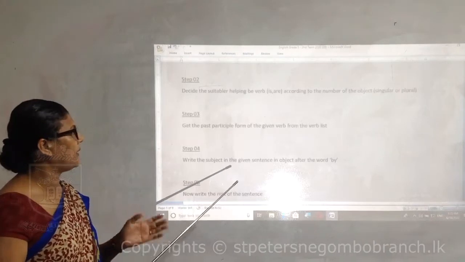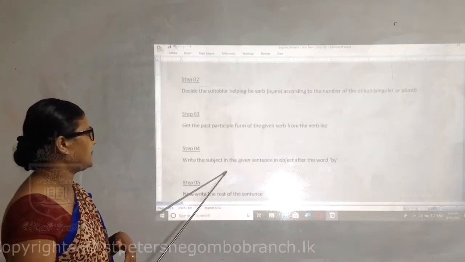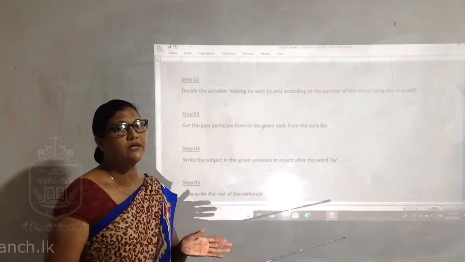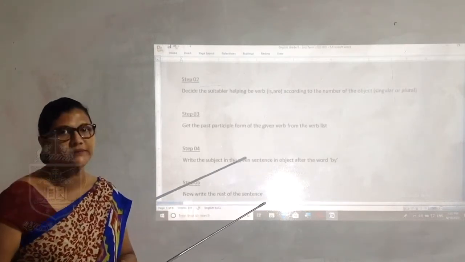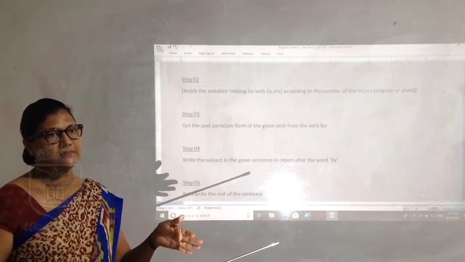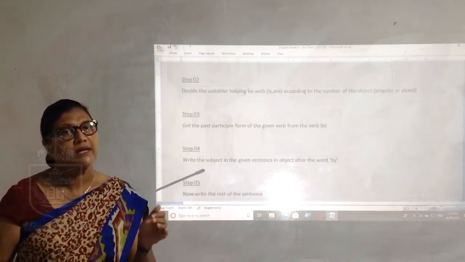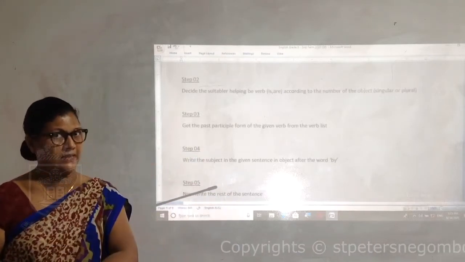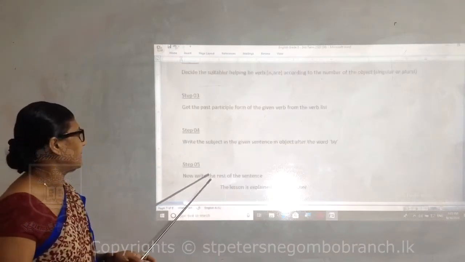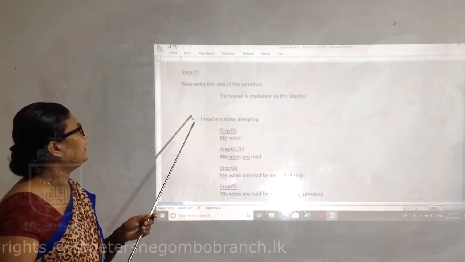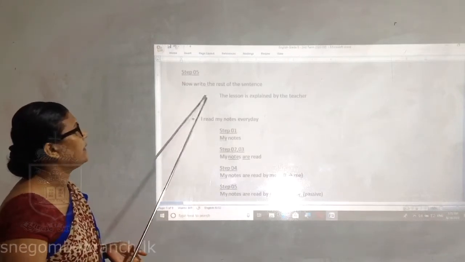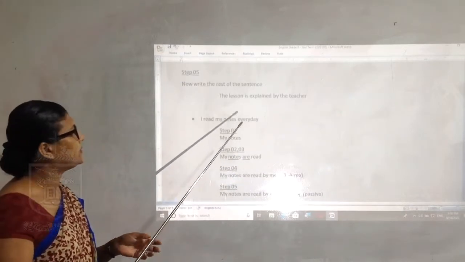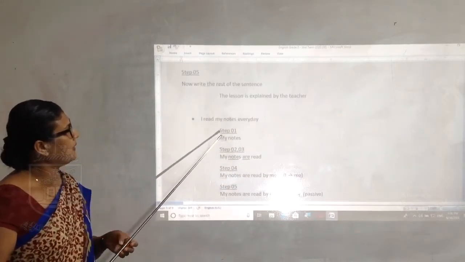Then what do you do after that? Write the subject of the given sentence in object form after the word by. The given sentence has a subject in the active voice sentence, so you have to take it to the end for this sentence. The last step, now write the rest of the given sentence. It is easy. Okay, let's go to these sentences one by one.